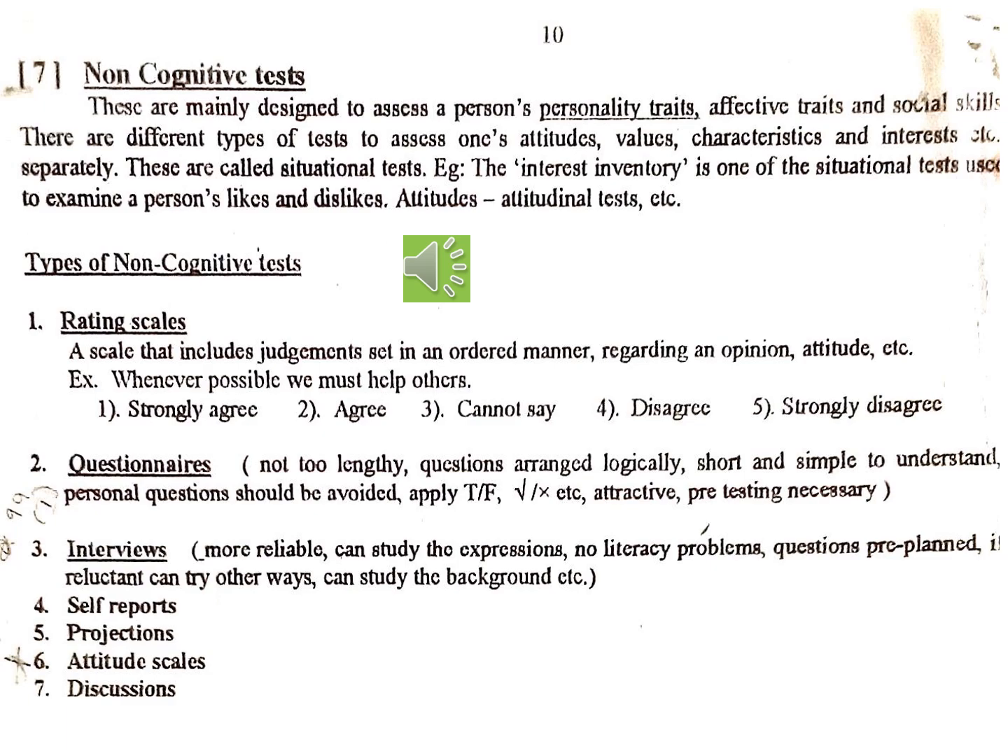These non-cognitive tests are mainly designed to assess a person's personality traits, affective traits, and social skills. In observation schedules also we measure students' personality traits, affective skills, and social skills. Now, there are different types of tests to assess one's attitudes, values, characteristics, and interests separately. These are called situational tests also.